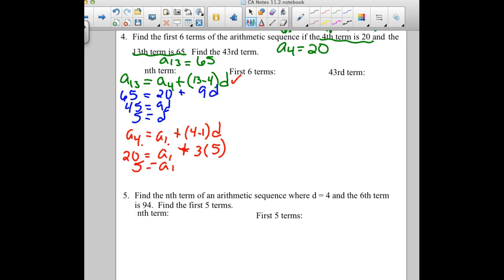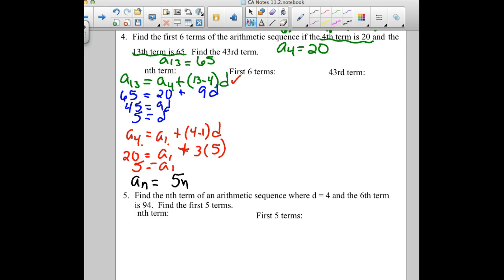What would be my 0th term? It'd be 0. Why? We're starting with a 5 and we're going to add 5 to move to the right. So I have to subtract 5 to move back. So what's my simplified version for a sub n? My 0th term is 0 plus n times d. So 5n.